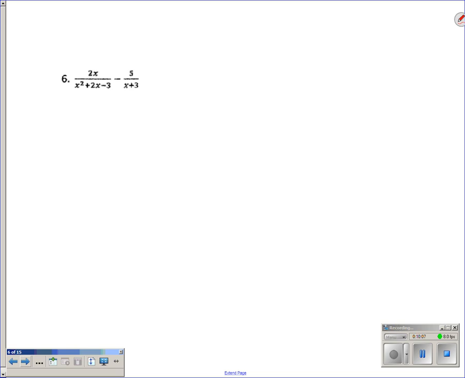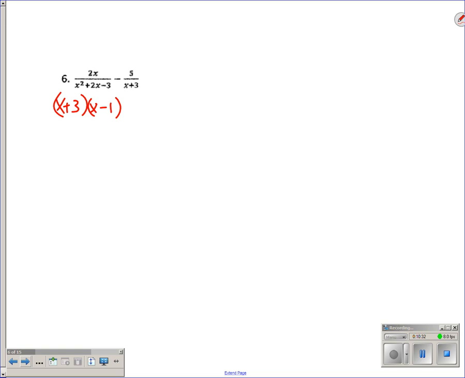All right, number 6. So we got 2x over x squared plus 2x minus 3, minus 5. It's the same thing as number 5, but let's just do it. Again, we're adding or subtracting. We get the common denominator by seeing what factors they have in common. So x squared plus 2x minus 3 factors to x plus 3 and x minus 1.